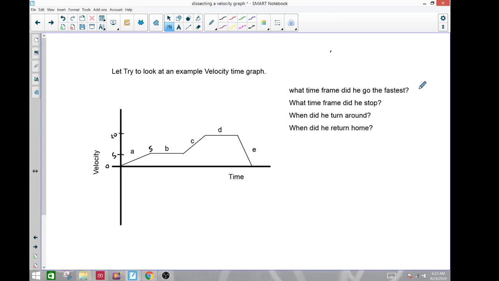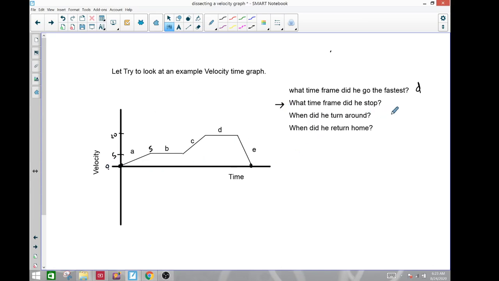And of course, you want to be pausing these videos at all times and trying them out. What time frame did he stop? Well, technically he stopped either here or here, so at the start of A or the end of E. But we're trying to trick you. The most common wrong answer for this would be B or D, because in a position time graph, B or D means you stopped. It's not B or D. It's at zero velocity.